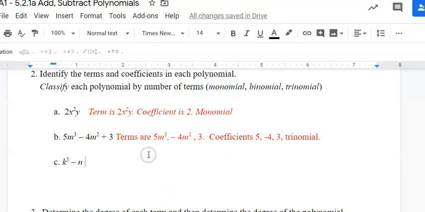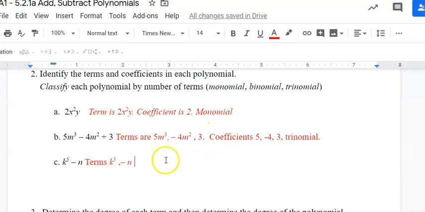Okay, the last one, identify the terms. Well, these are the terms, so I'm just going to copy the whole thing and write it again, and put a comma between them. So the first term is the k to the 5th, and the second term is the negative n.